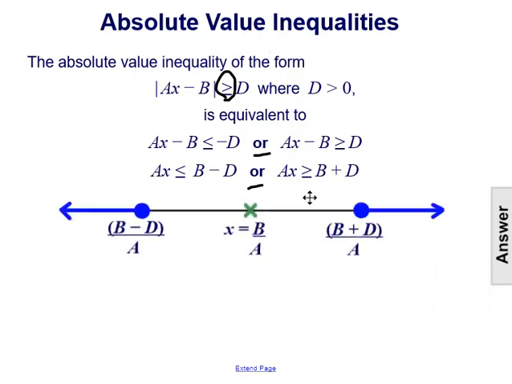This is the graph on the number line, where you have this idea if you divide by a to get x completely by itself, you get b minus d over a, and you have b plus d over a. And x is going to equal b over a.